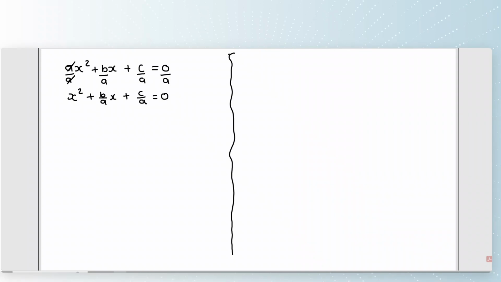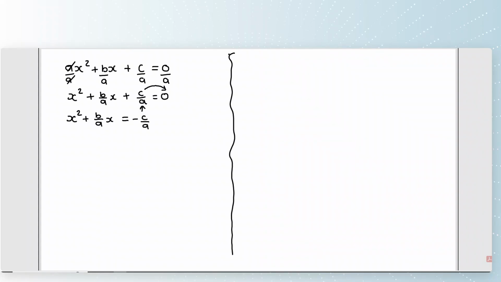Like I advised in the previous lesson, I prefer to always take the number without x to the other side. Okay, let's keep eliminating. Equals, it is positive here, so when it goes there, it's going to become negative. So it's going to be negative c over a.